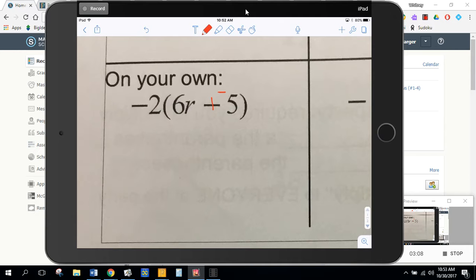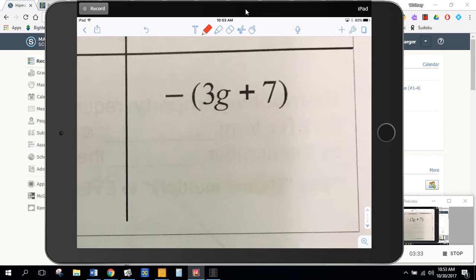So the negative 2 needs to be multiplied to everything inside the parentheses. So negative 2 times 6 is negative 12r. And so as not to be rude, negative 2 is going to say hi and multiply with our negative 5, and a negative times a negative is a positive 10. So again, we cannot combine these because the 10 does not have an r, so that is our final answer.